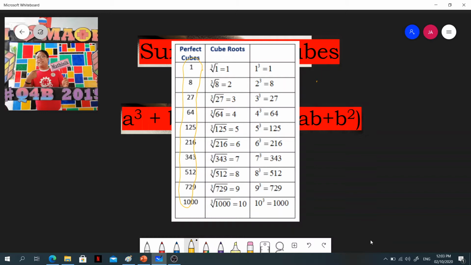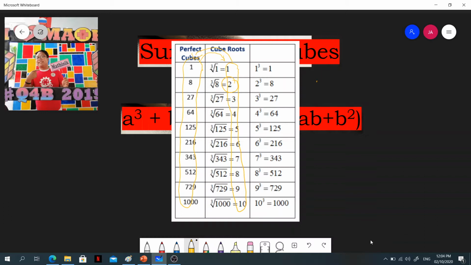Makukuha na natin or meron yung sinasabi natin na cube root. Ano yung mga cube root? Ito yon. So ano ba yung mga cube root? Ito yung mga number na kapag minultiply natin ng 3 beses sa kanyang sarili, ang makukuha natin ay yung mga perfect cubes. Halimbawa, itong 2, ito ay cube root ng 8. Bakit? Kasi if we multiply 2 by itself 3 times, ang magiging sagot ay 8.